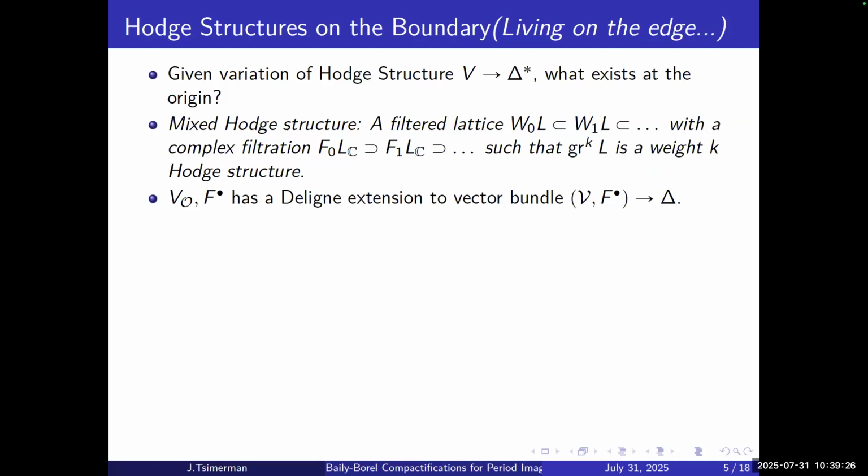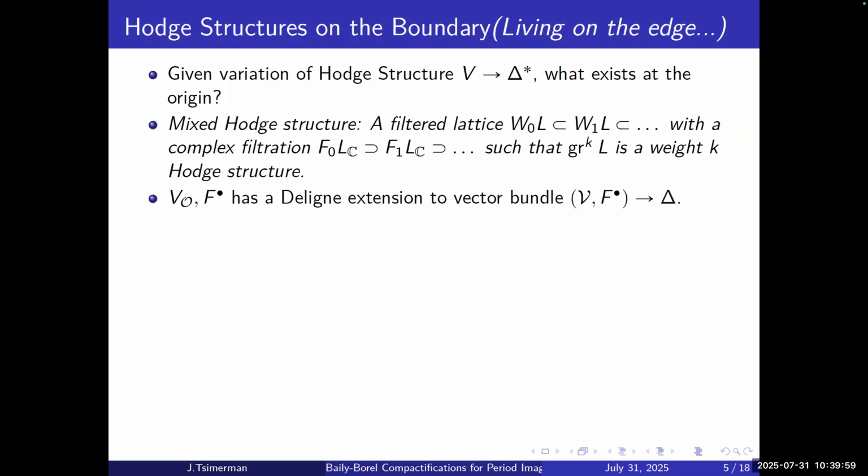So let me tell you some information that exists, and we're going to restrict ourselves to the case of varying over a one-dimensional disk, but you have a similar, more complicated story over polydisks. So first of all, you end up getting this weight filtration on your lattice, in your variation of Hodge structures, and you still have this complex filtration. I'm jumping ahead a little bit, aren't I? Oh no, this is the definition. Sorry, excuse me. Before I tell you what exists, we're going to talk about mixed Hodge structures.